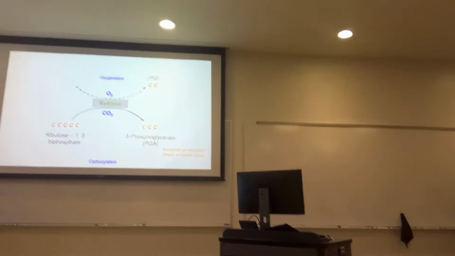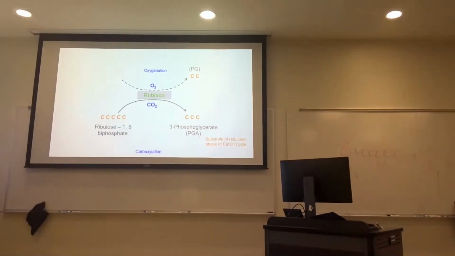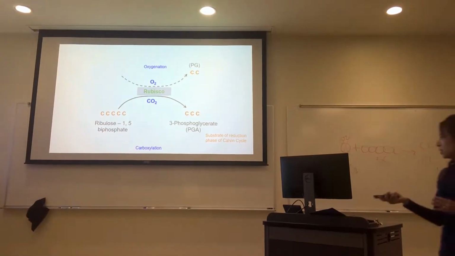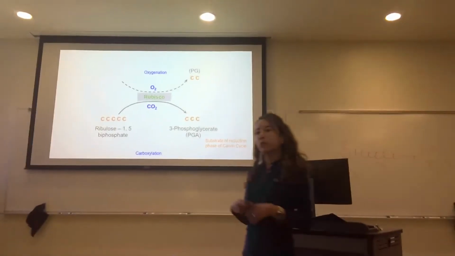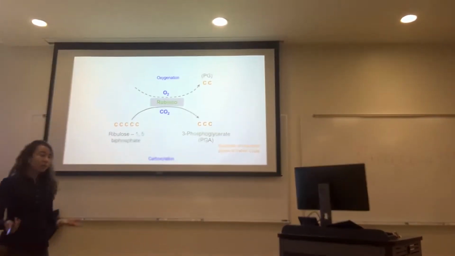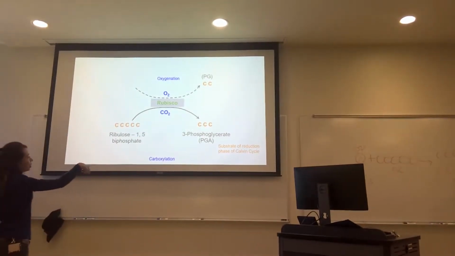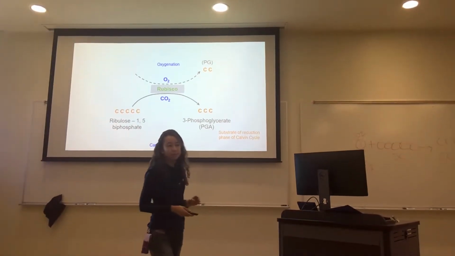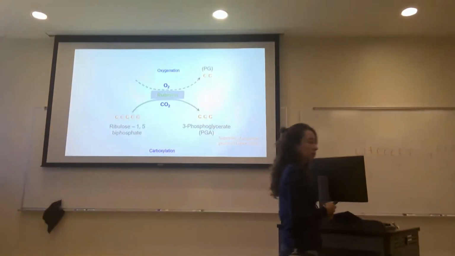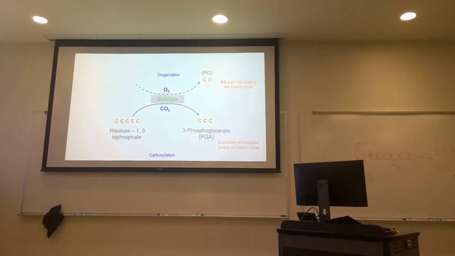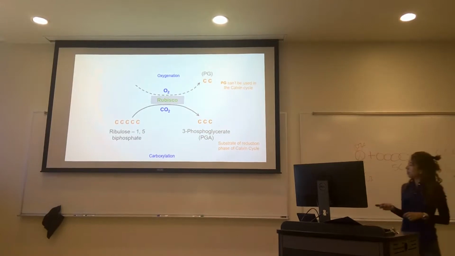So instead of doing a carboxylation, rubisco does an oxygenation reaction. And instead of producing the normal substrate for the Calvin cycle, that is going to be reduced and then give you triose phosphate, it gives you a two-carbon molecule. And this two-carbon molecule is a problem for the plant. It can't be used in the Calvin cycle.